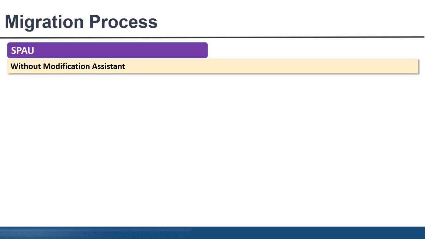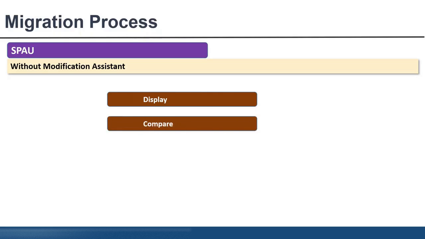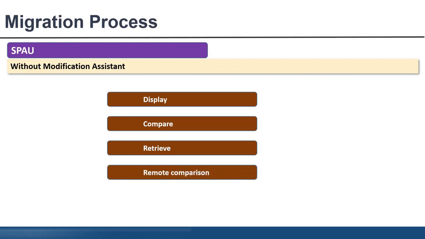needs to be adjusted. In version management, you have options like display, which will display the version selected; compare, which compares two versions and highlights the changes; retrieve, which will help to retrieve the version selected and replace the current one; and remote comparison, which compares the object with a version from a different system.